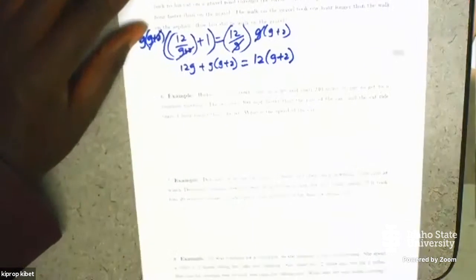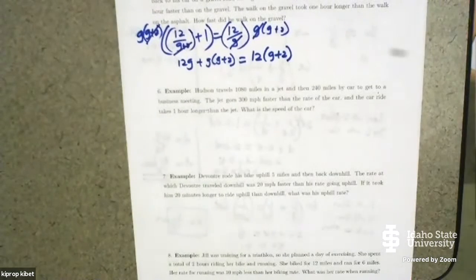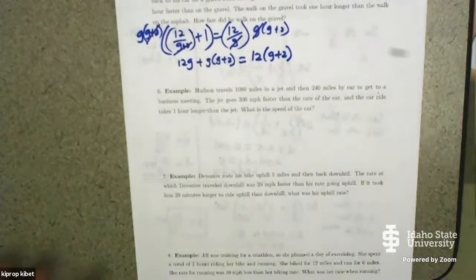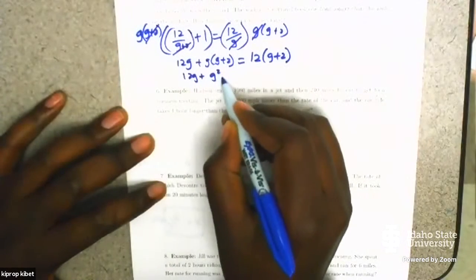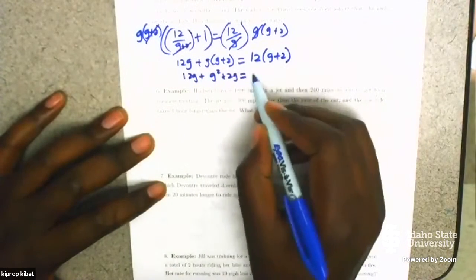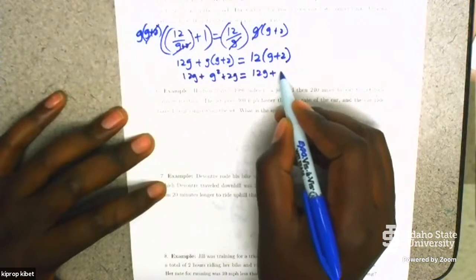Are we together? So you need to remove the denominator by multiplying by the least common factor, and our least common factor is G plus 2. So you multiply each one of them. Now you open the bracket, so 12G plus G squared plus 2G equals 12G plus what?